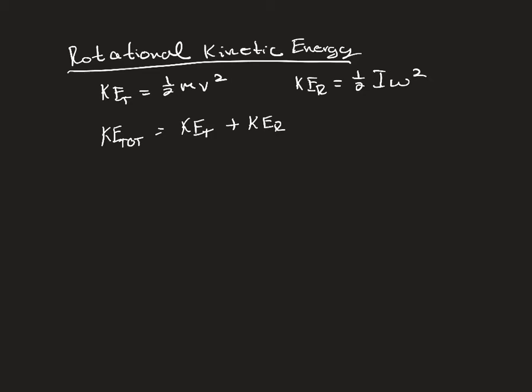Now, if you have an object that's sliding, you just have translational kinetic energy. If you have an object that's just rotating, say you take your bicycle and turn it over and spin the wheel, that's just rotational motion. But if you ride your bicycle down the road, you are both moving forward, or the wheel is moving forward, and the wheel is also rotating, so you would have both translational and rotational kinetic energy. And it actually does make a difference.